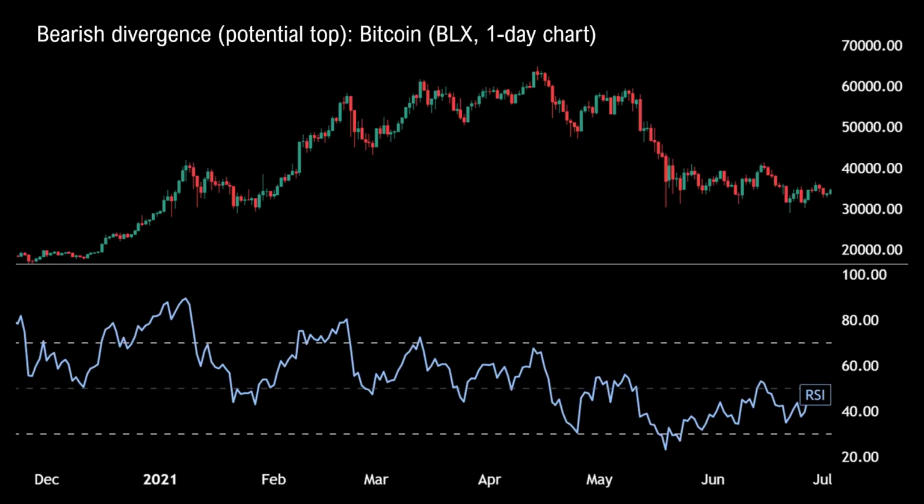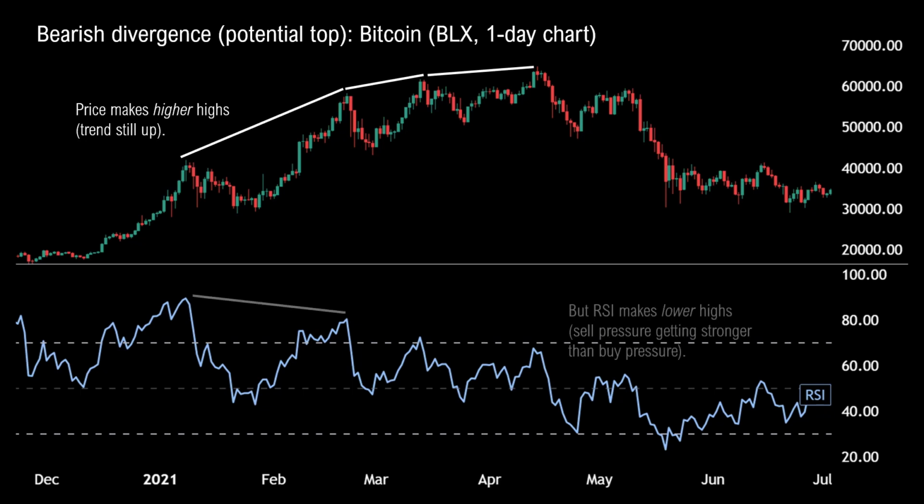So here's the Bitcoin one-day chart in 2021. Notice how the price kept making higher highs until about April of that year. The trend was still up, which is usually bullish. But while the price was making higher highs, the RSI in blue was making lower highs. In other words, sell pressure was getting stronger relative to buy pressure.